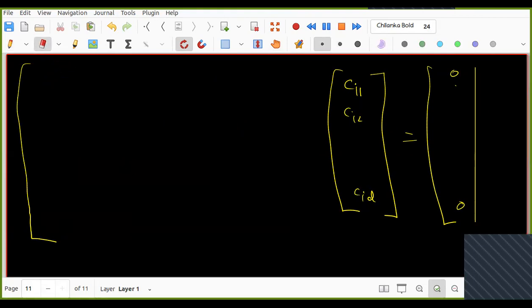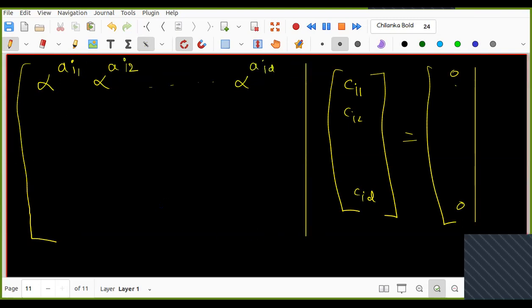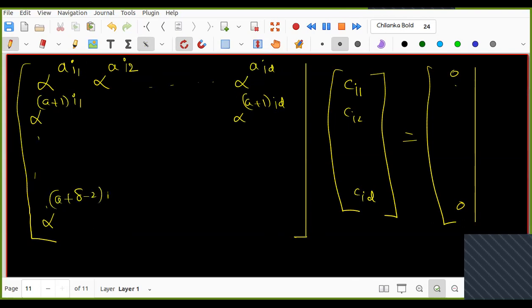It is easy, right? The first row is alpha^{a·i1}, alpha^{a·i2}, and so on, up to alpha^{a·id}. What is the second row? Alpha^{(a+1)·i1}, and so on, up to alpha^{(a+1)·id}. What is the last row? Alpha^{(a+delta-2)·i1}, up to alpha^{(a+delta-2)·id}. Good, nice.